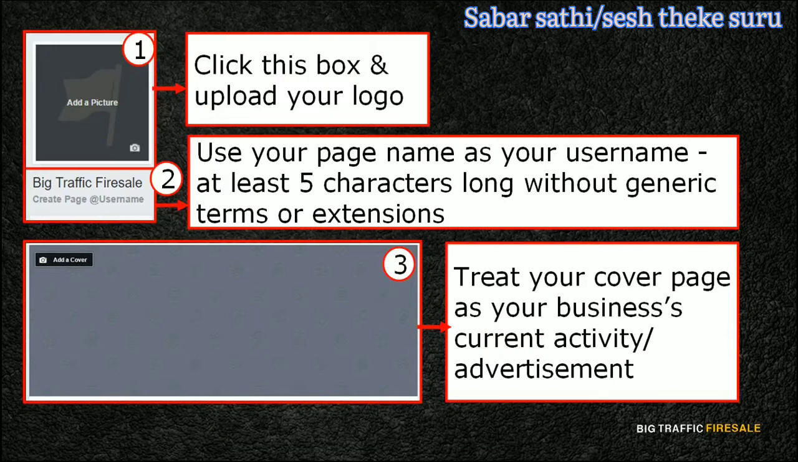Next, treat your picture as your own brand. Thus, use your business's logo for it. Click this box and upload the photo. Then on the bottom of your page name is an option to create page username. This is one of the effective ways for people to find your page in Facebook search. The best way to do this is just use your page name as your username to ensure a concrete search result. Your username must be at least 5 characters long without generic items or extensions.